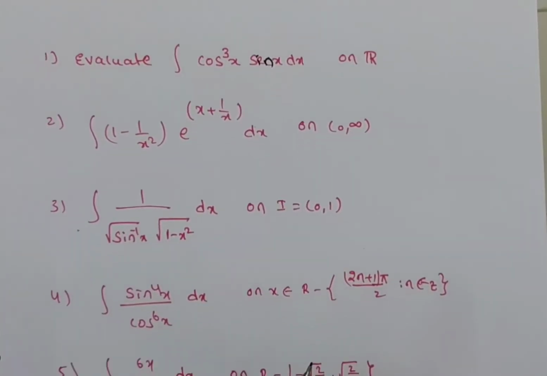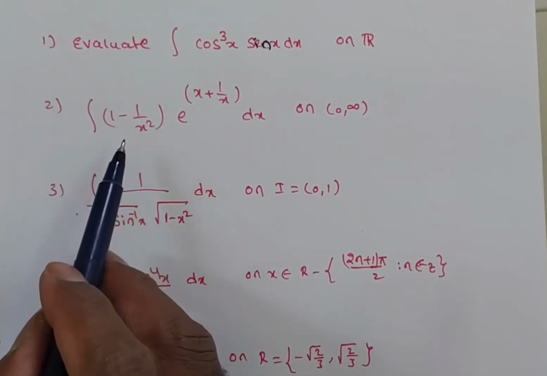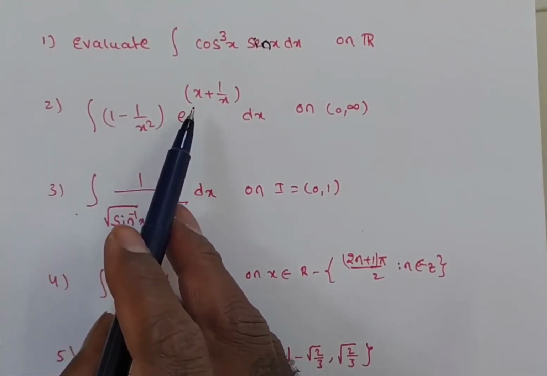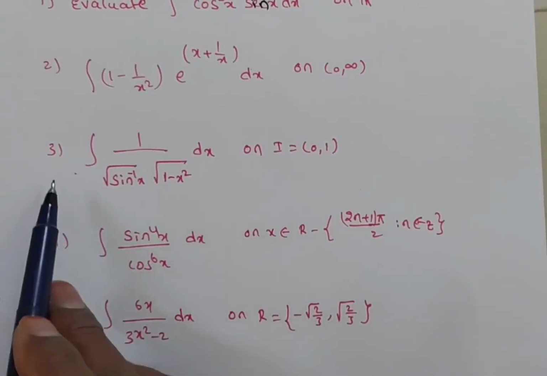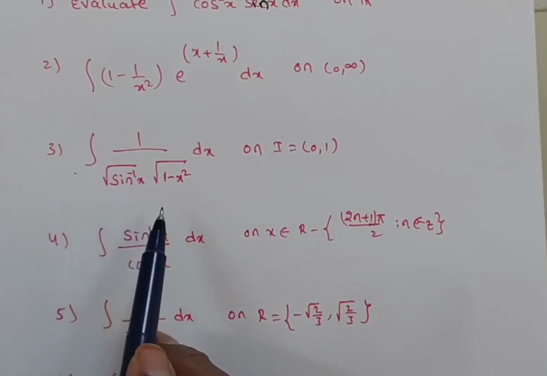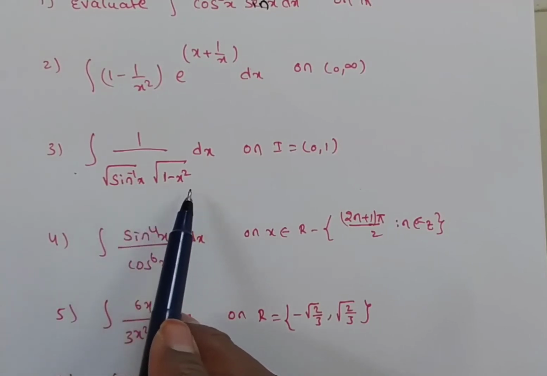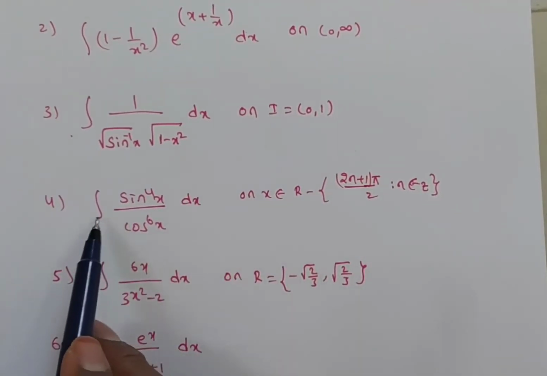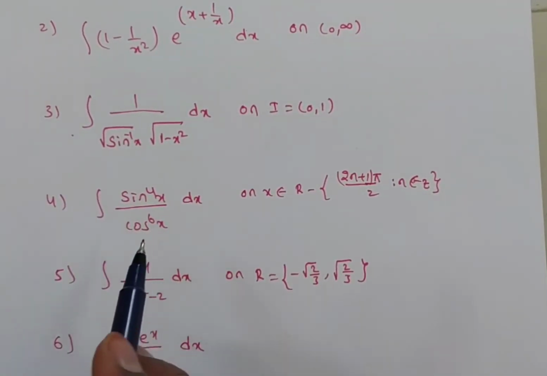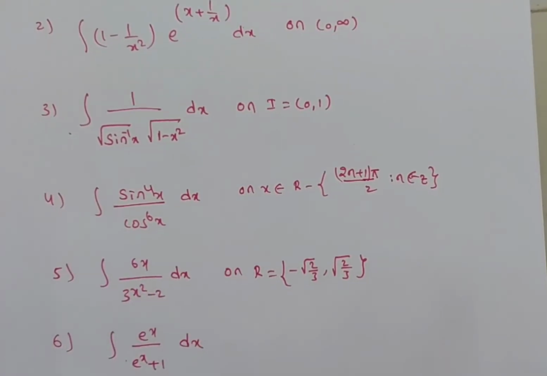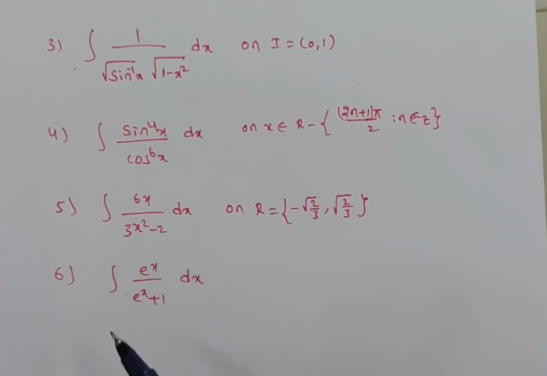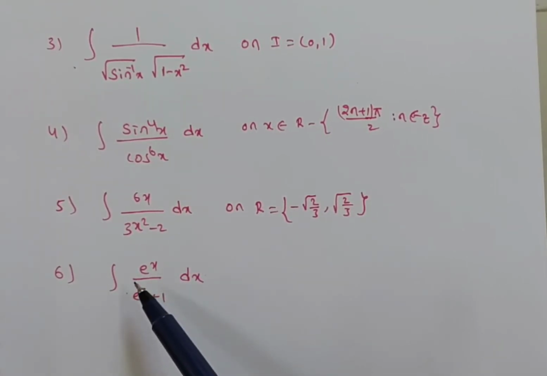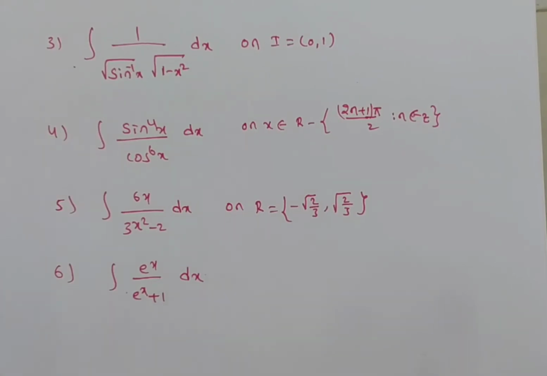Next, the second one is the integral of (1 minus 1 by x square) into e to the power of (x plus 1 by x) dx. The third one is the integral of 1 by square root of sin inverse x into square root of 1 minus x square dx. The fourth one, integral of sin to the power of 4x by cos to the power of 6x dx. The fifth one is the integral of 6x by 3x square minus 2. And the sixth one is the integral of e power x by e power x plus 1 dx.